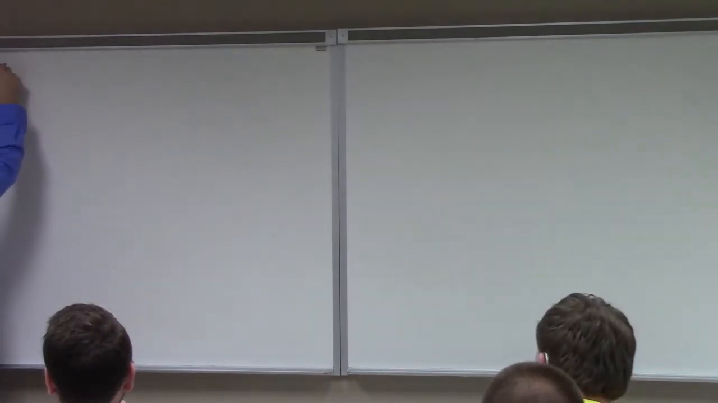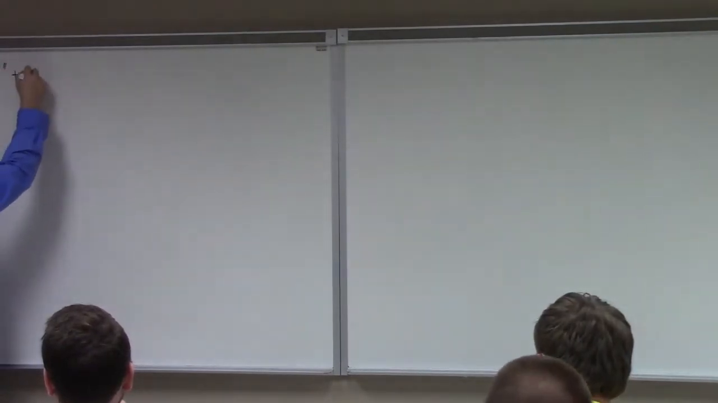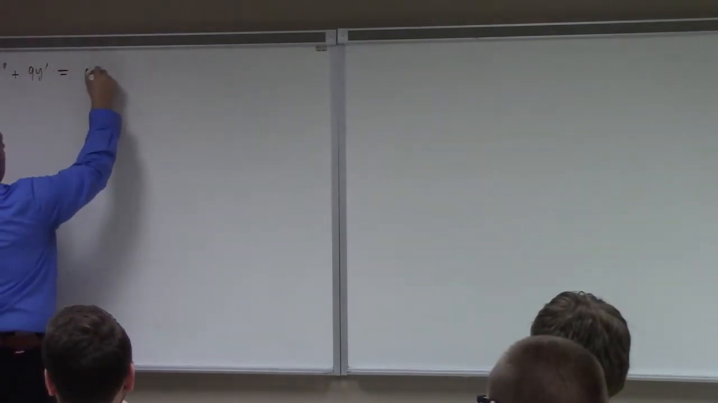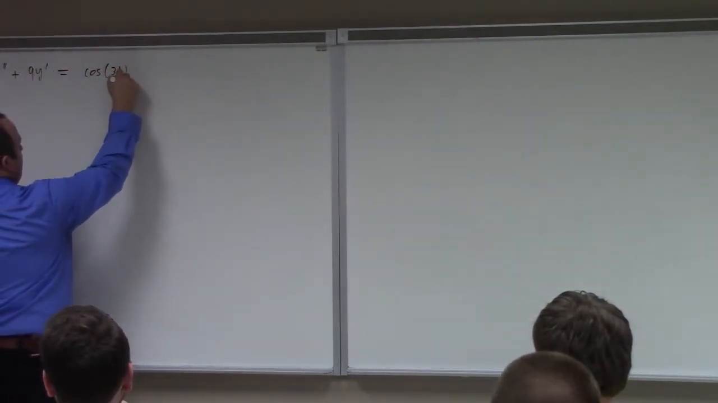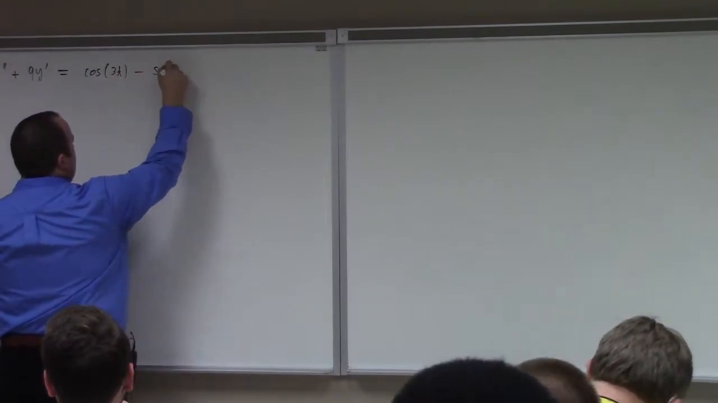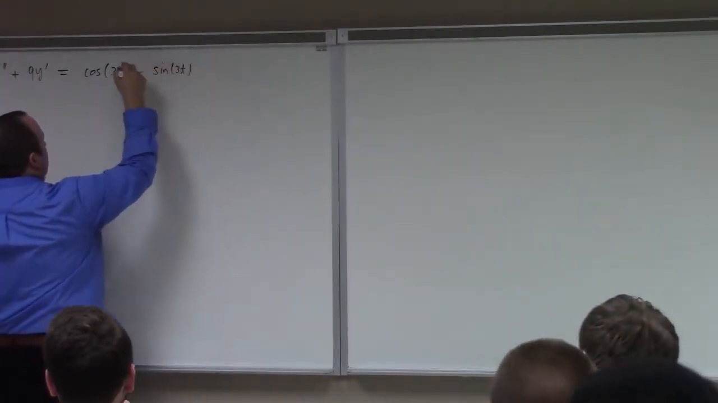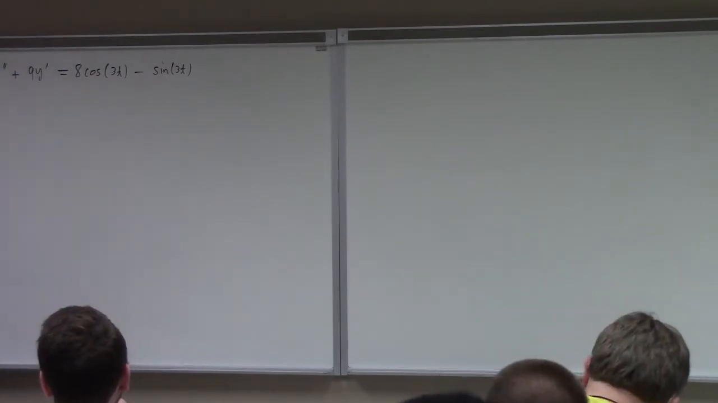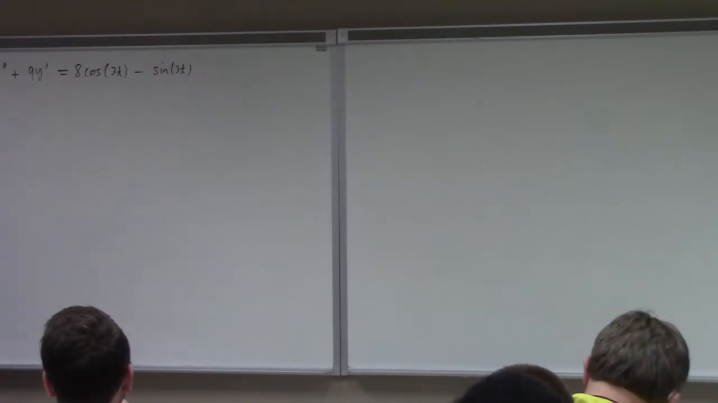Let's see here. So let me work a somewhat relevant problem for you guys. Example 1. What if we're solving, say, y prime prime plus 9y equals cosine of 3t minus the sine of 3t, and I'll put an 8 here just for kicks. So the problem with this kind of problem is what? What's the homogeneous solution here?